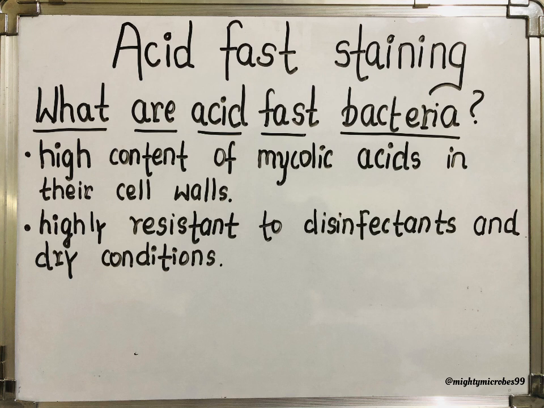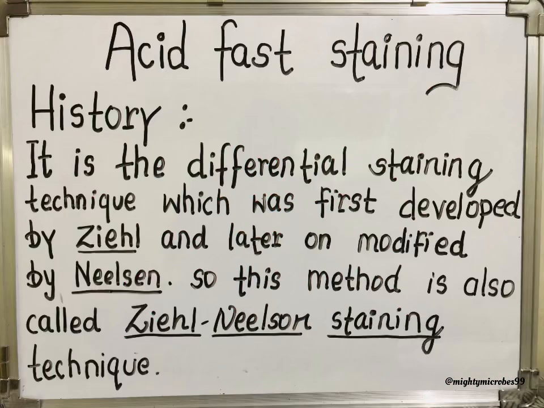Today we have come with the topic that is acid fast staining. So what are acid fast bacteria? Those which have high content of mycolic acid in their cell wall are known as acid fast bacteria, and also they have a large amount of fatty acid, wax and complex lipid in them. Due to the waxy cell wall component, Mycobacterium are acid fast and they can retain the carbol fuchsin after rinsing with acid solvent, and also they are highly resistant to disinfectant.